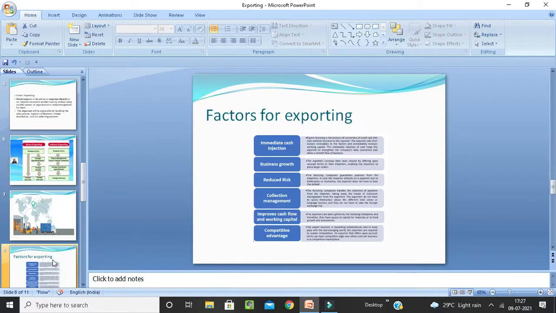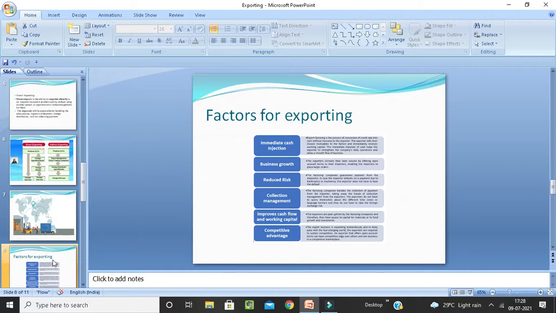Now, what are the factors of exporting? Say it can be immediate cash injection. Once the goods have been exported, we can get the cash liquid. That means cash can be converted into liquidity easily. Business growth. The business can grow in future, and there will be a sort of improvement and bringing the profit share ratio. Reduce risk. It is going to reduce the risk in future, and we can follow the rules and regulations or policy that we are making to them.